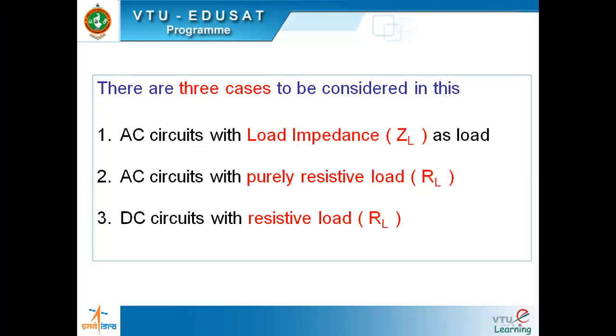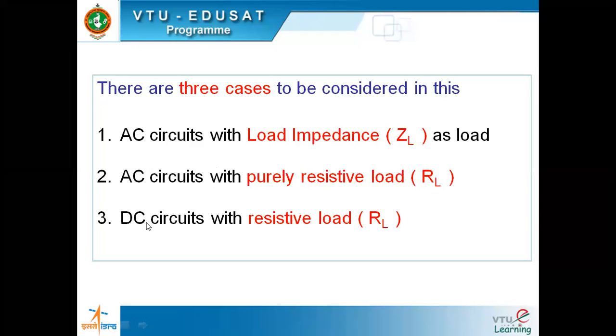The second case is AC circuits with purely resistive load. There are two types of loads there. The circuit would be the same. The circuit would be AC circuits only. But sometimes an AC circuit will have an impedance which will have a resistor as well as a reactance part, whereas your load could also be purely resistive. Purely resistive means only resistive part, no reactive part. So these are the two cases.